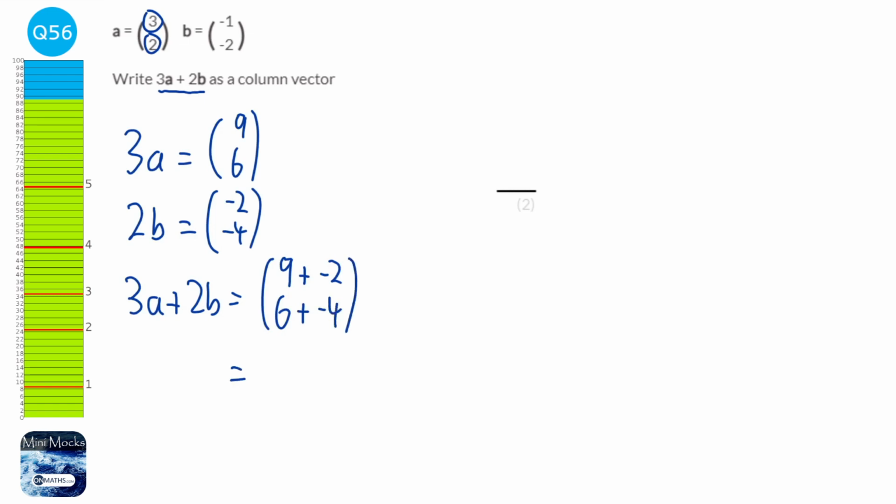9 plus minus 2 is 9 take away 2, which is 7. And 9 plus minus 4 is going to be 2. So the vector is going to be 7 and 2.